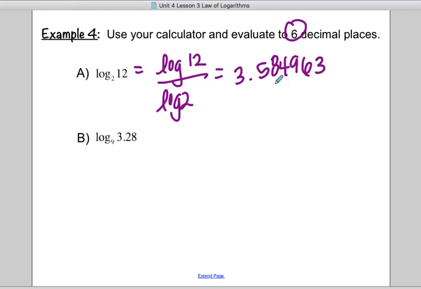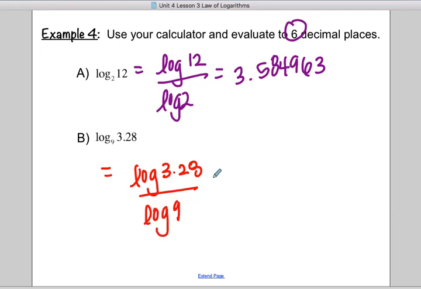3.584963. Okay, and the next one, you would have log of 3.28 divided by log of 9. So you can type it in this way or this way, and then when you type it in, you should get 0.540611. Okay, and that should be your answers for those.